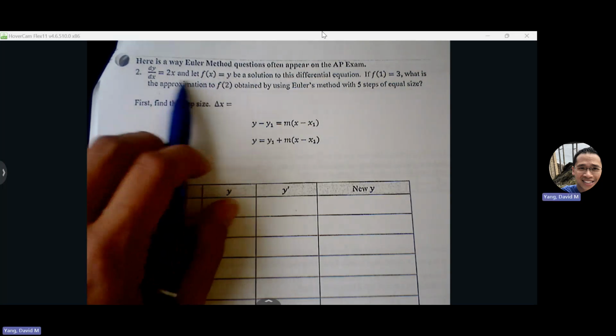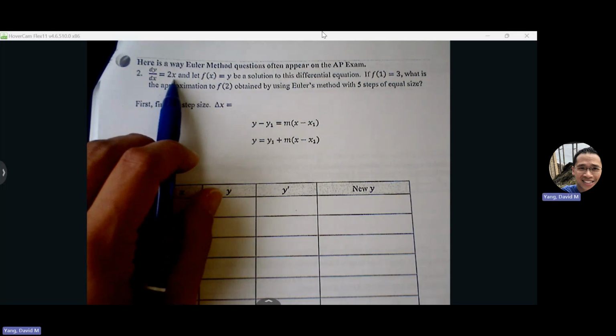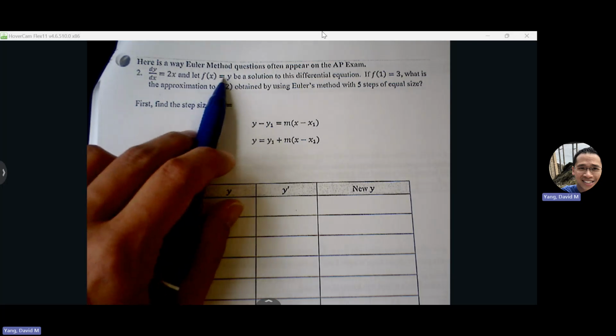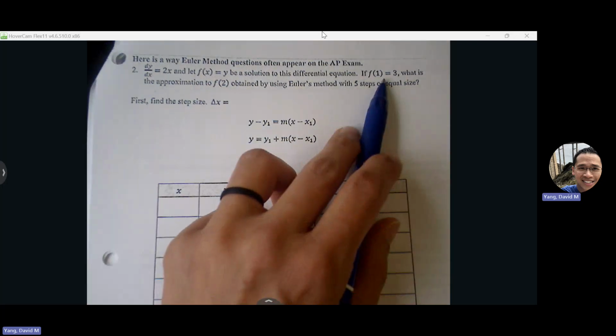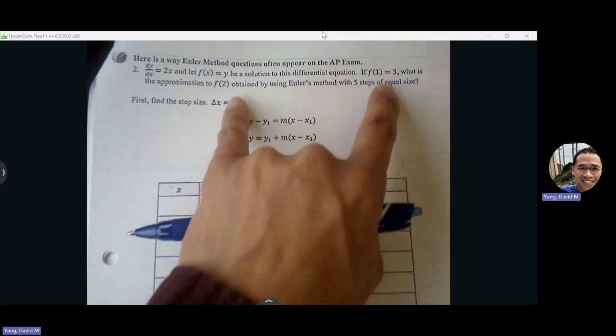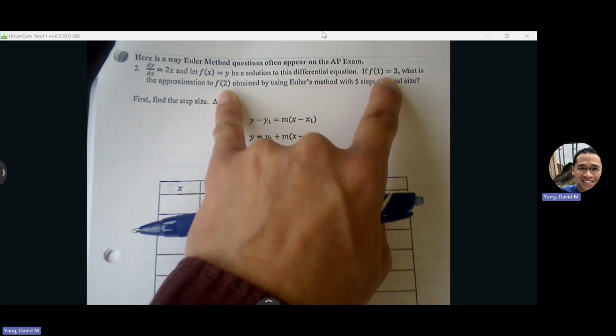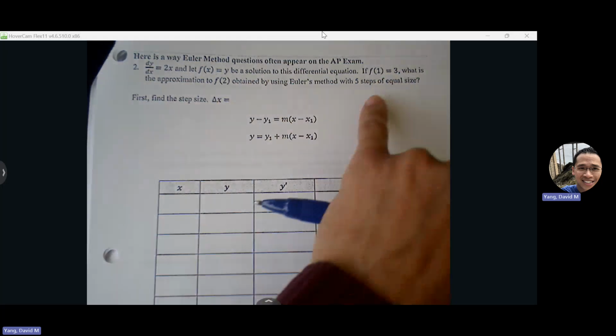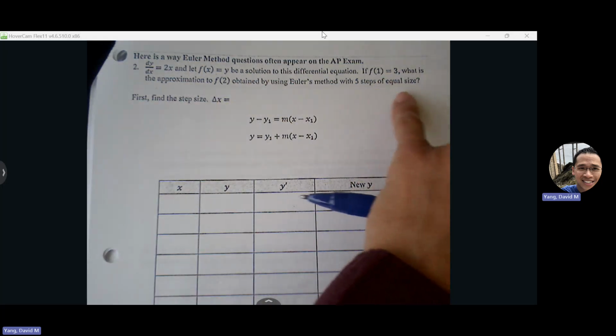So we just know that the antiderivative is going to be some function, some f of x. F of 1 equals 3, so there's a starting anchor point. What is the approximation of f of 2? So we're trying to find f of 2. We don't have the function in front of us. All we have is the slope formula, but they want us to go through 5 steps of equal size.